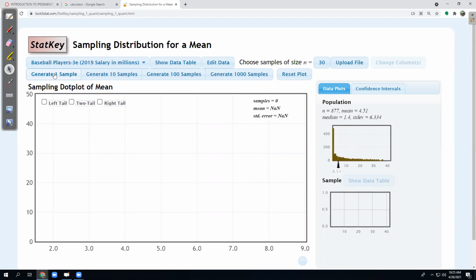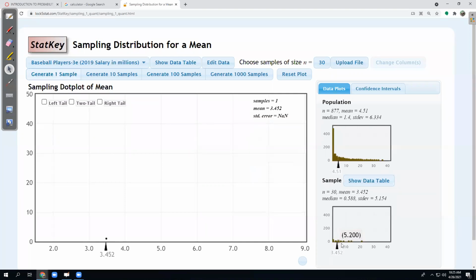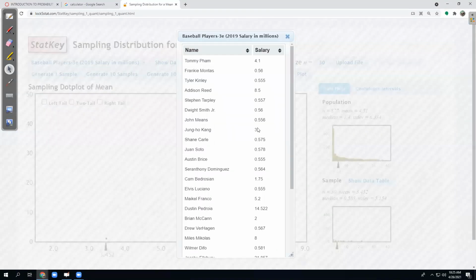Two things are going to happen. One, it's going to collect all that data and plot it down here. So it's making a dot plot of those 30. It says I have a sample of 30. The mean of this sample is 3.452. Notice it's a little lower than the mean of the population. I could go get that data table if I wanted.